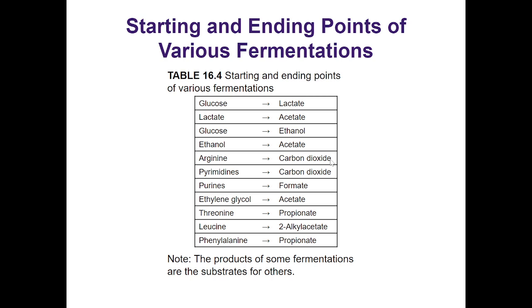So this is the starting and end points of various fermentations. This is glucose. It goes to lactate. Lactate goes to acetate. Glucose can go to ethanol. Ethanol can go to acetate. Arginine goes to carbon dioxide. Pyrimidines go to carbon dioxide. Purines, formate. Ethylene glycol, acetate, threonine, propionate, leucine, you get the point.